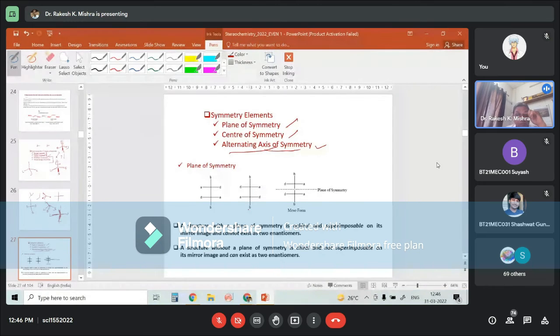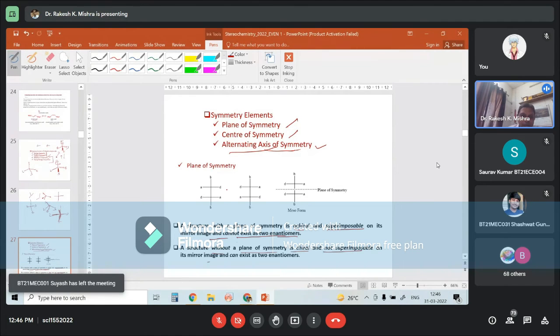A plane of symmetry is any imaginary plane inside the molecule that divides the molecule into equal and opposite halves. A structure with a plane of symmetry is achiral. If this symmetry element is present in your compound, it will be achiral, meaning not optically active, superimposable on its mirror image, and cannot exist as two enantiomers. A structure without a plane of symmetry is chiral and not superimposable on its mirror image. That's the opposite of the first sentence.